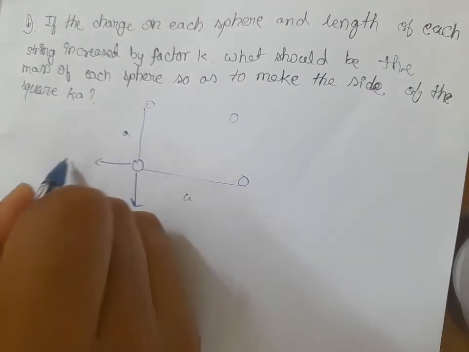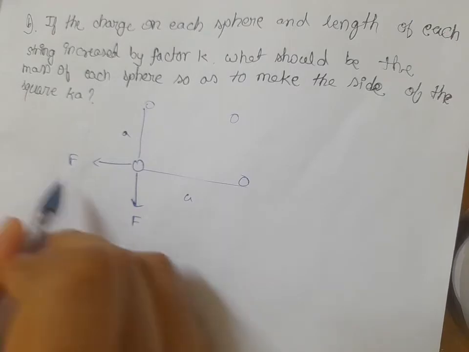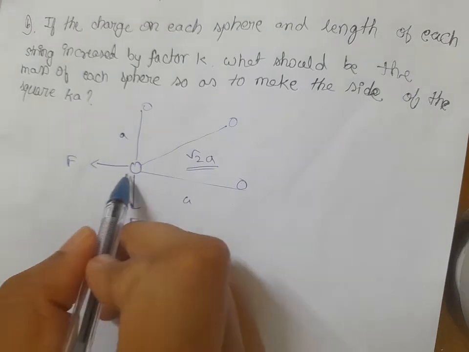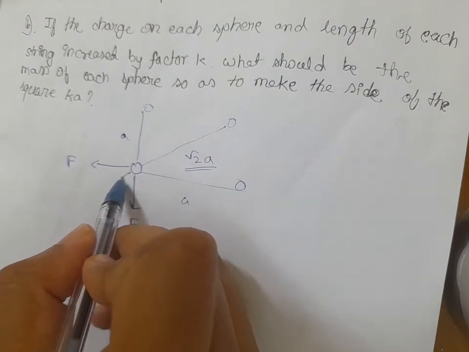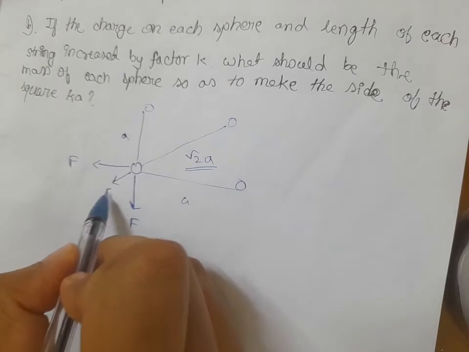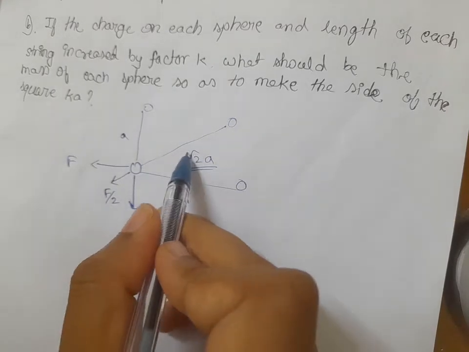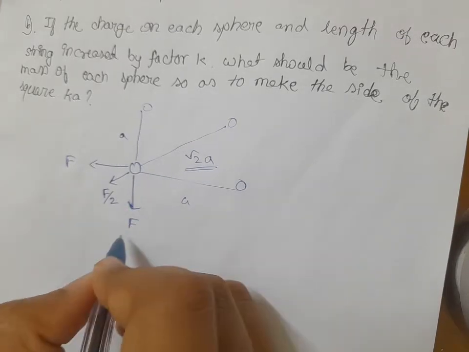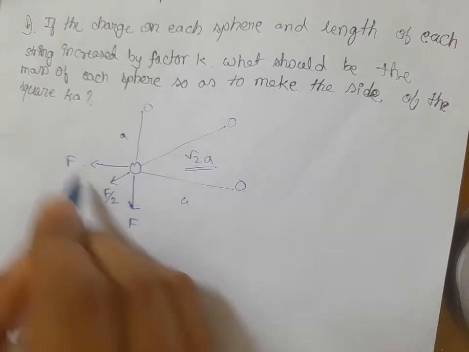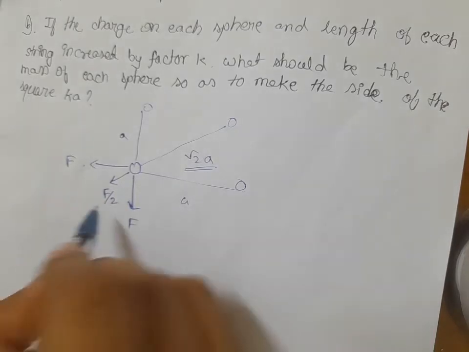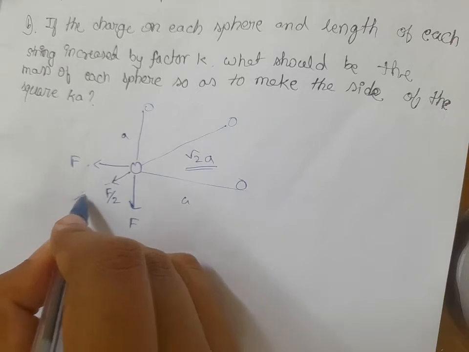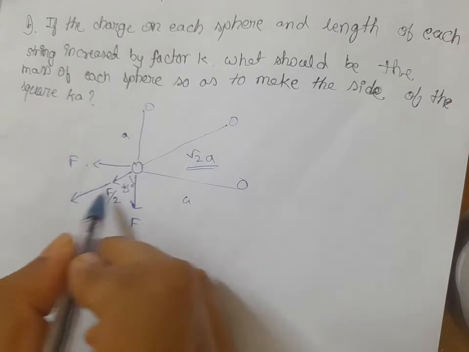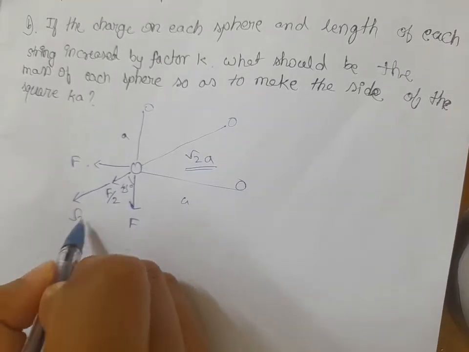Distances being the same, the forces will be equal. Let it be F. And here the distance is root 2 times A, so here the force will be slightly less. It will be F by 2. Root 2 A squared is 2A squared, which is double, so the force is half in comparison to this force. And these two forces, if you use Pythagoras theorem, you will see that they are in the same line at 45 degree angle, having a magnitude root 2 F.